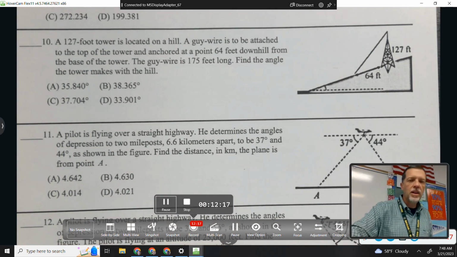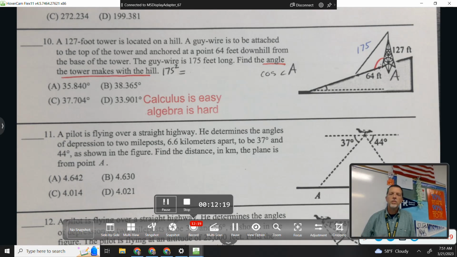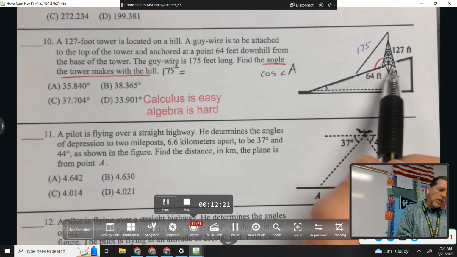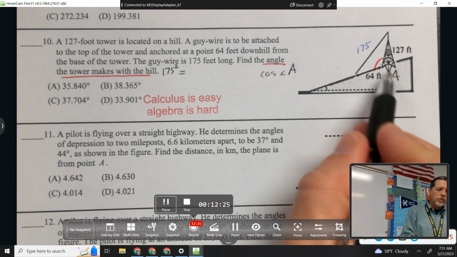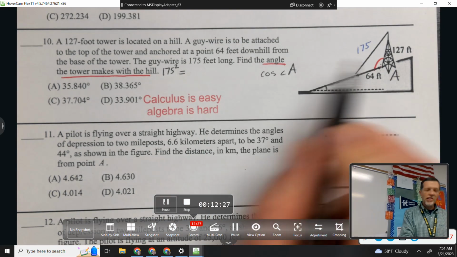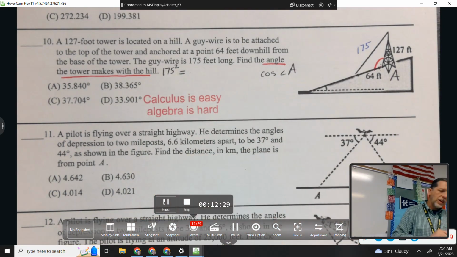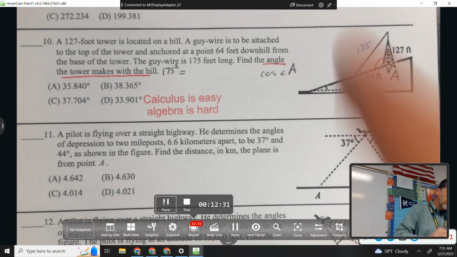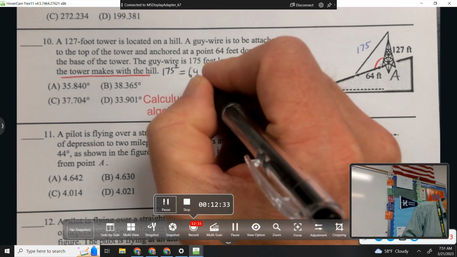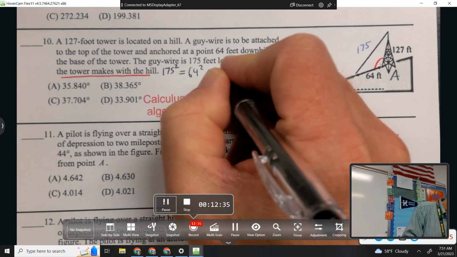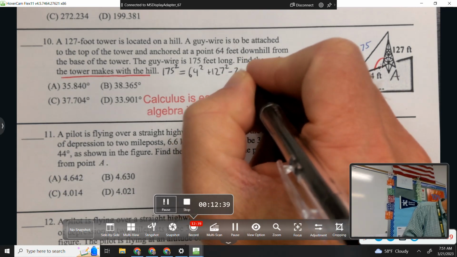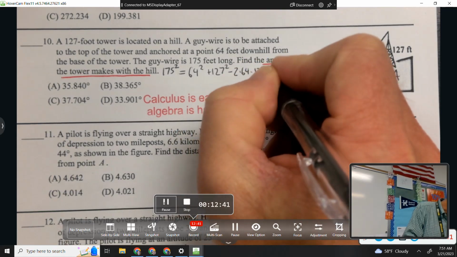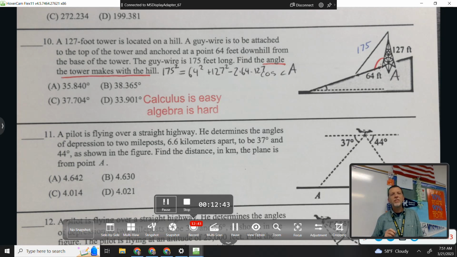So it's law of cosines, call it angle A, and then setting it up, angle A needs to be across from 175 in the picture and across from 175 in the equation. And then I'll use the other two sides, 64 squared plus 127 squared minus 2 times 64 times 127. You didn't space that out very well.